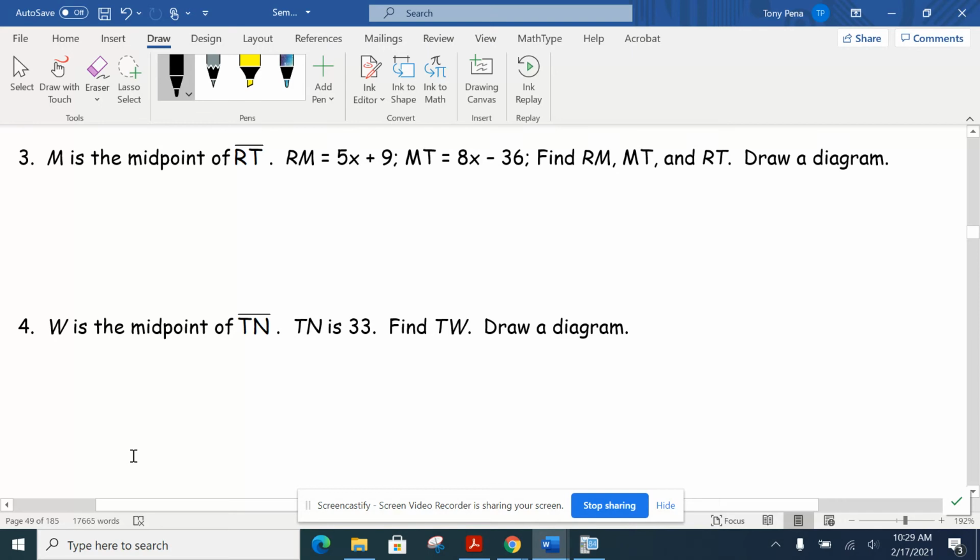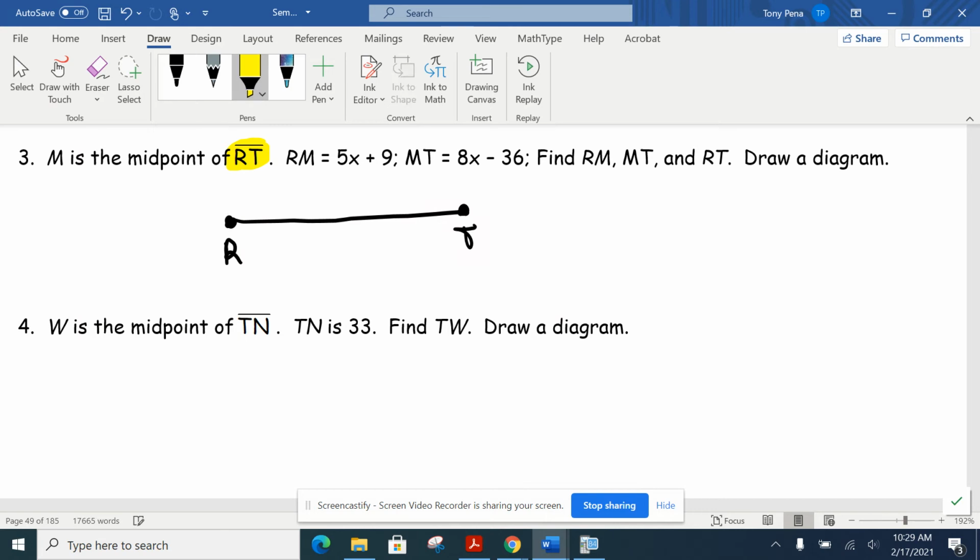All right, and let's see if we got this going here. So M is the midpoint of RT. So this we want to sketch out first. So what you are given is that we have a segment RT. So there's no arrows on either end. So you're going to start at R with a dot, and then you're going to extend out to T wherever you think that is at, and then that should have another dot.